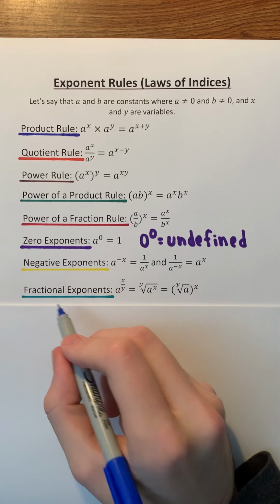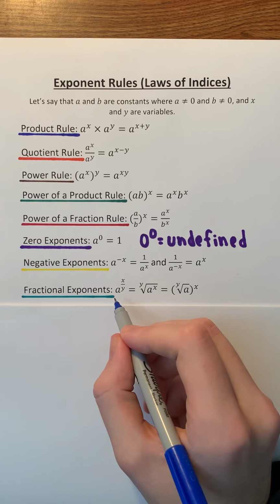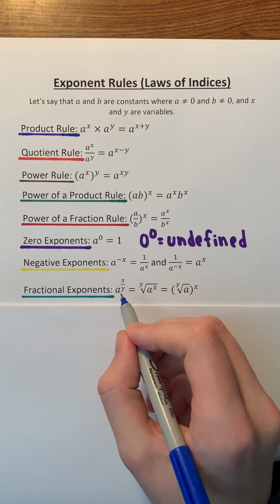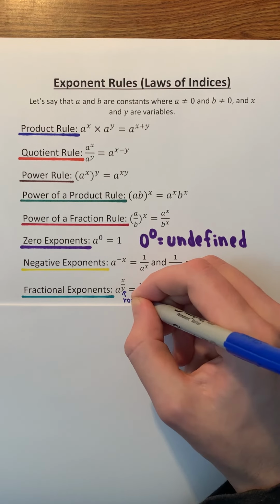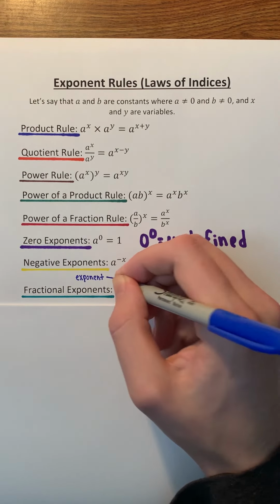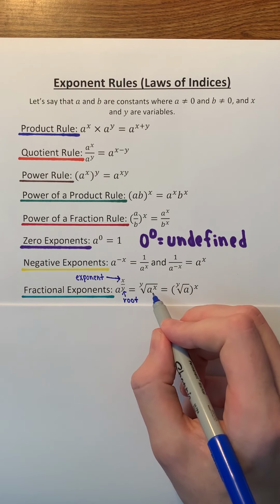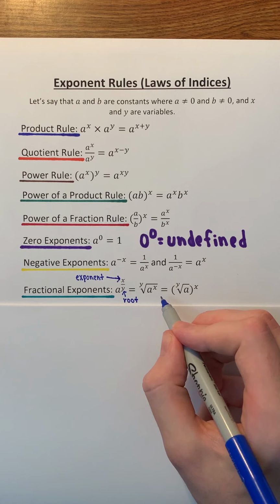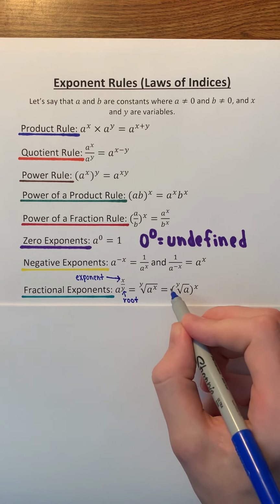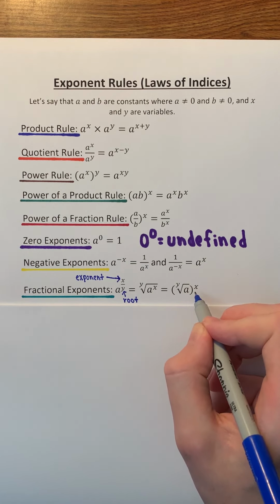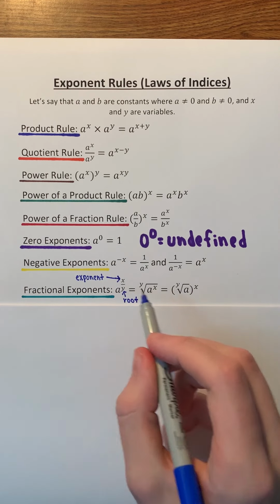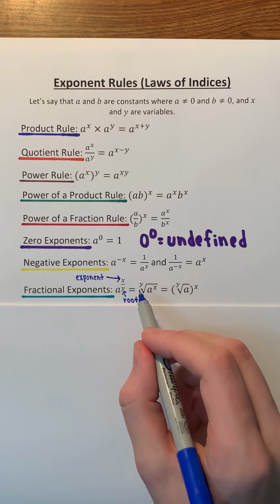Next, I'm going to cover fractional exponents. If we have something like a to the power of x over y, y is called the root and x is called the exponent. A to the power of x over y would be the same thing as the y root of a to the power of x. This is the same thing as the y root of a, and then the exponent of x is on the outside. As you can see, x is the exponent and y is the root.